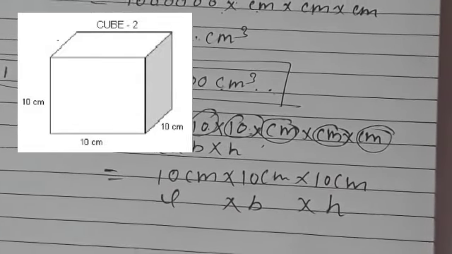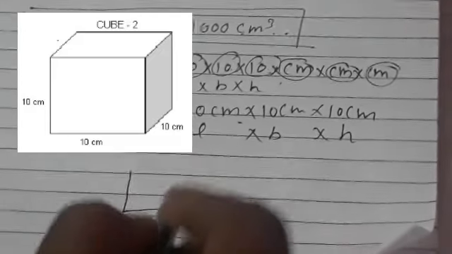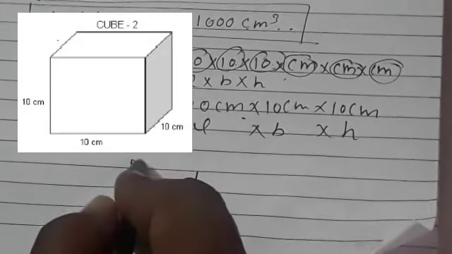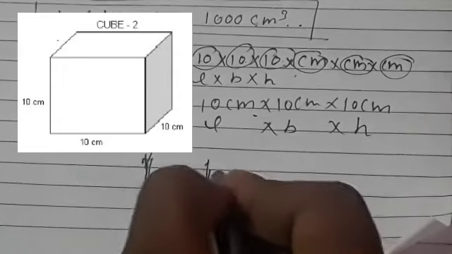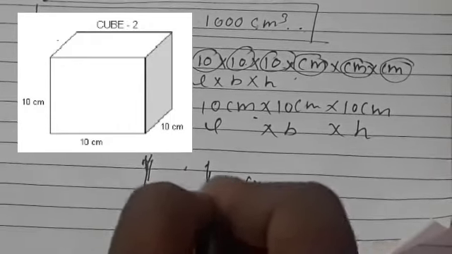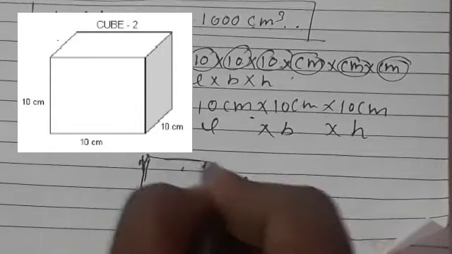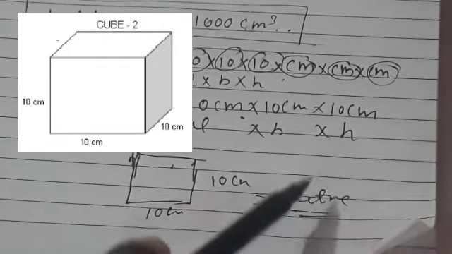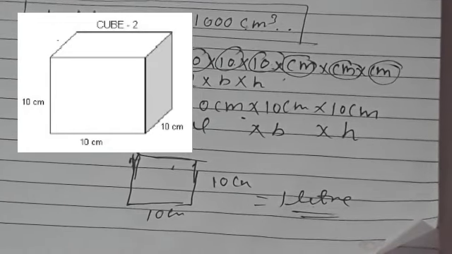So what do you understand by this? The meaning is, if you have this kind of jar whose length is 10 centimeter, breadth is 10 centimeter, and height also is 10 centimeter, then you can get easily 1 liter from that jar. You can easily calculate that yes, there is a 1 liter water. And so hope you understand this.